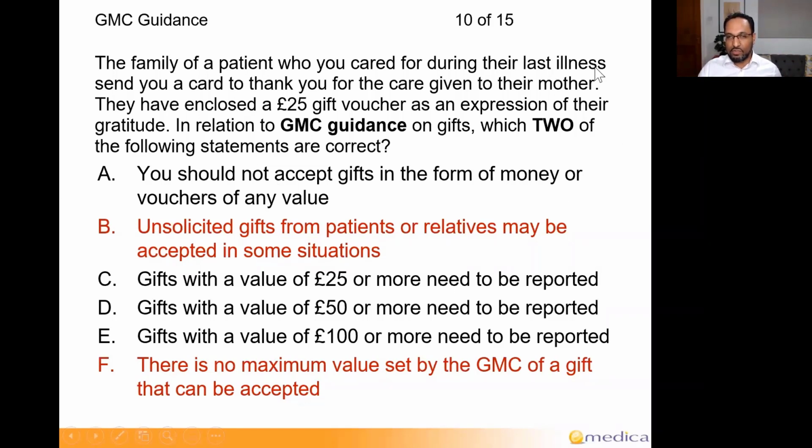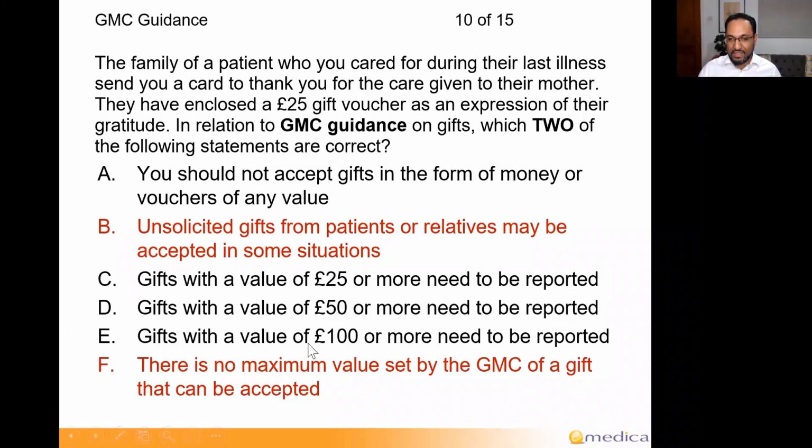This patient's passed. It was their last illness. Okay. It's not like you're going to give them different treatment to others. You're not going to have any treatment for this patient anymore. Okay. And you didn't ask for this. They've just given it. So in this situation, you'd be okay to accept a gift. Okay. And then F, the GMC don't specify any maximum value.